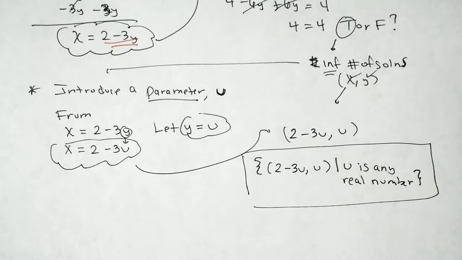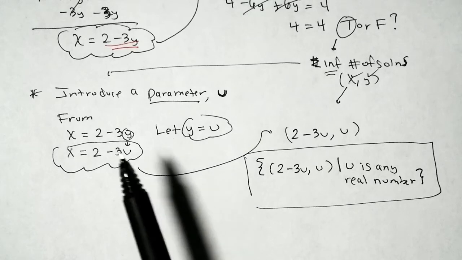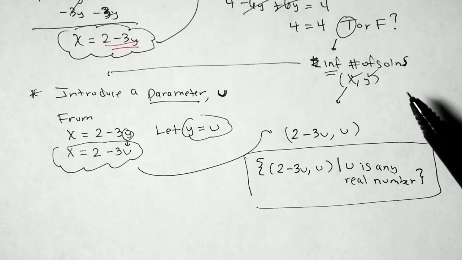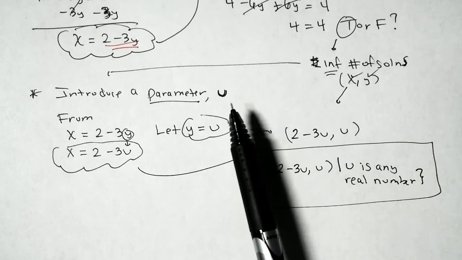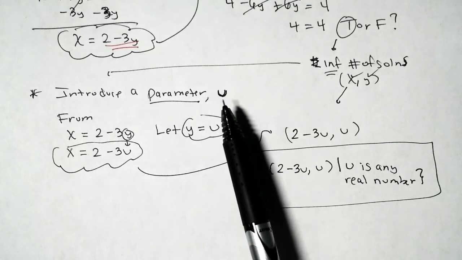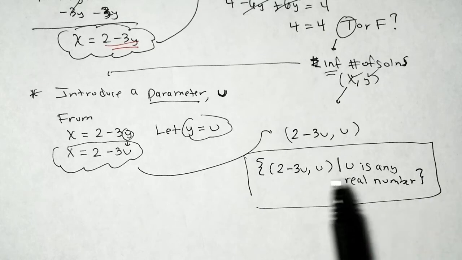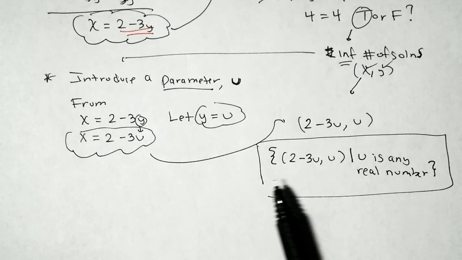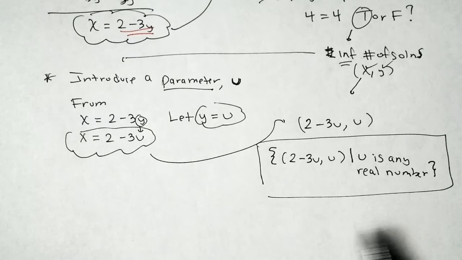Okay, so the question is, when do you have to introduce a parameter? You introduce a parameter when you realize that the system has an infinite number of solutions. Whatever variable you use doesn't matter as long as it's not x or y. Whatever variable you use, you're going to have to write both x and y in terms of your parameter, or that new variable that you selected, and then make sure to write the answer in set builder notation. So in set builder notation, the solution set is given by the set of ordered pairs 2 minus 3u, comma u, such that u is any real number.